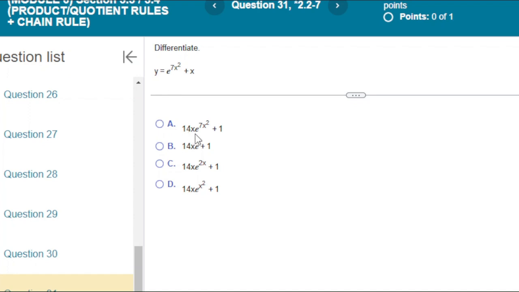Okay, so notice, isn't that what we have here? E to the 7x squared times 14x. Now, the 14x was written at the beginning, but that's fine. Now, what's wrong with this one? Well, this one doesn't have the e to the 7x squared. It just says e. In fact, none of these other ones have the e to the 7x squared. Okay, it's e to the 7x squared times 14x plus 1.